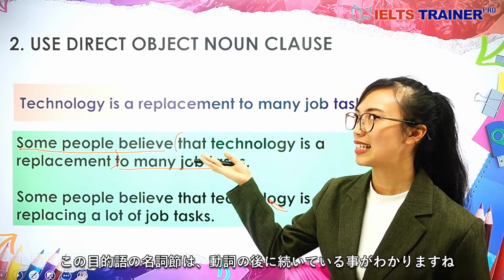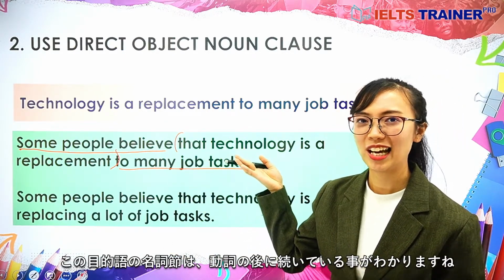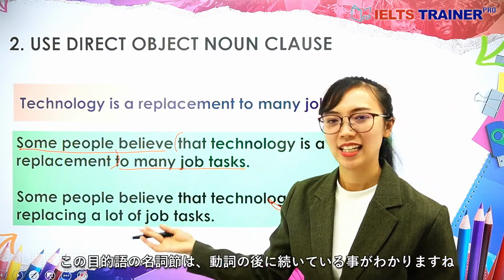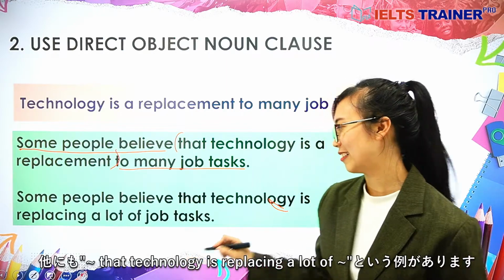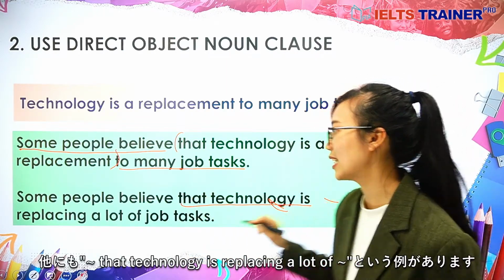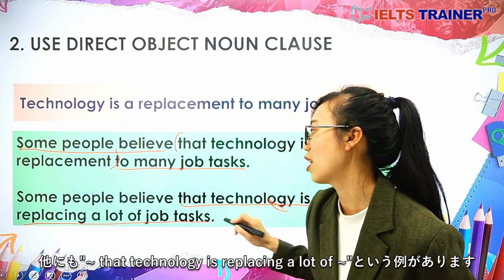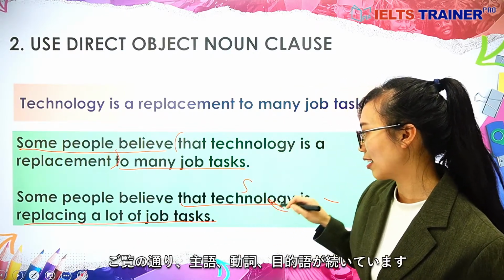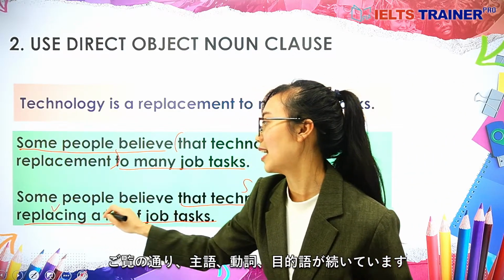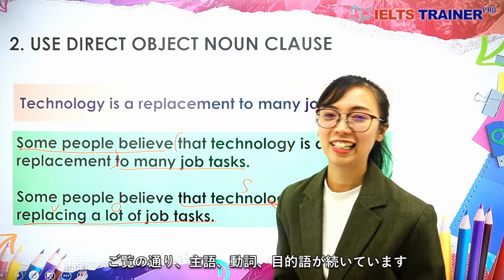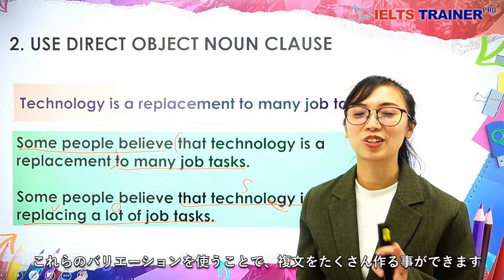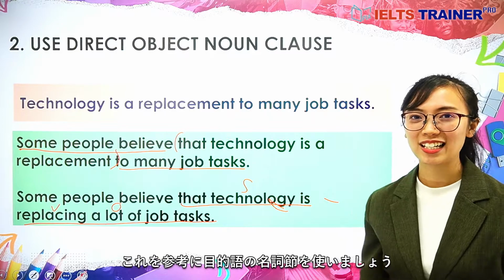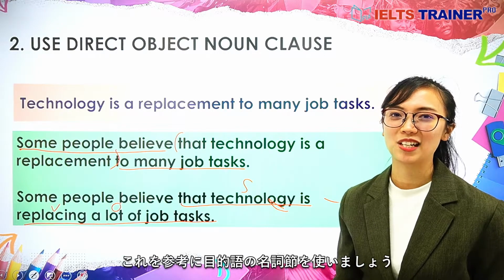We find that this direct object noun clause follows the verb, and we see another variation: that technology is replacing a lot of job tasks. We can see that there is a subject, there is a verb, and an object. These variations will give you a lot of complex sentences to use. So let us use the direct object noun clause.